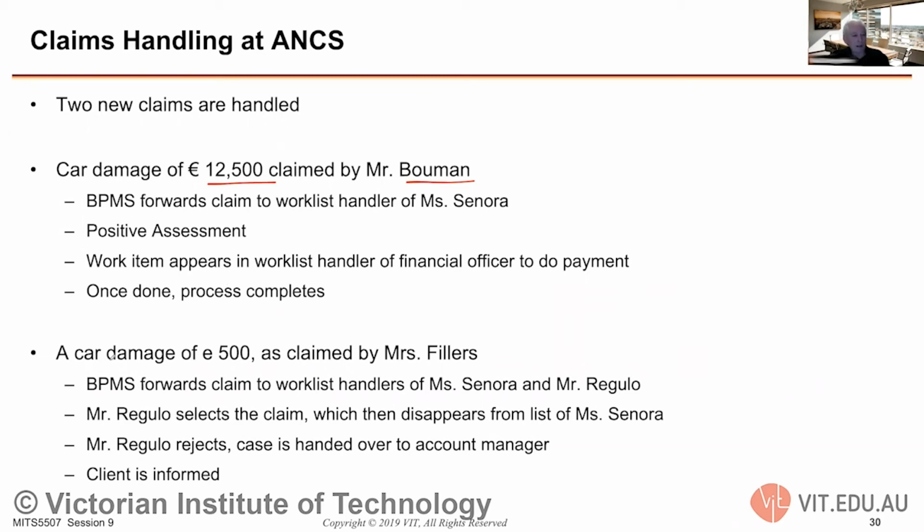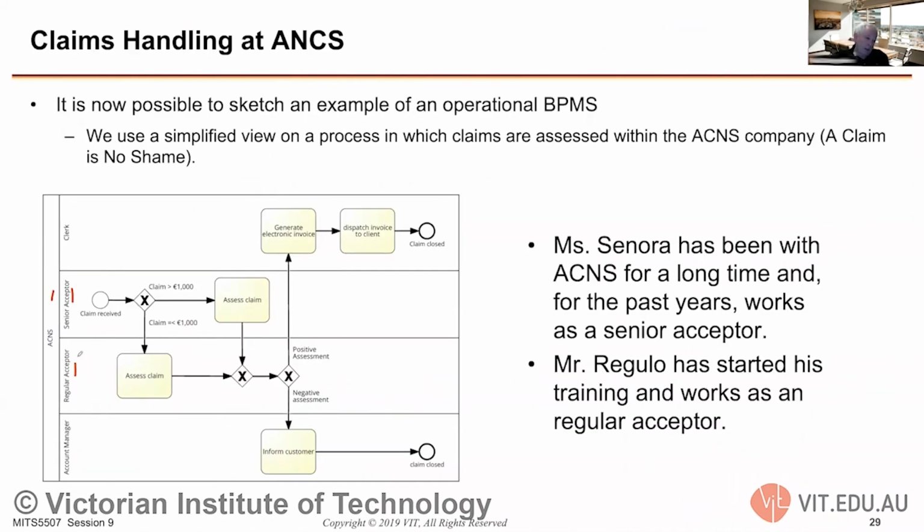Car damage of 500 euros is claimed by Mrs. Phyllis. The BPMS forwards the claim to the work list handlers of Miss Sonora and Mr. Regulo. Okay, so it's only 500 euros, so it goes down there to a regular acceptor. So either a senior acceptor or a regular acceptor can do that one.